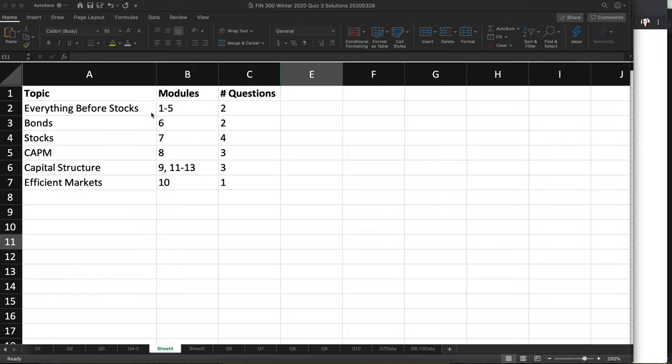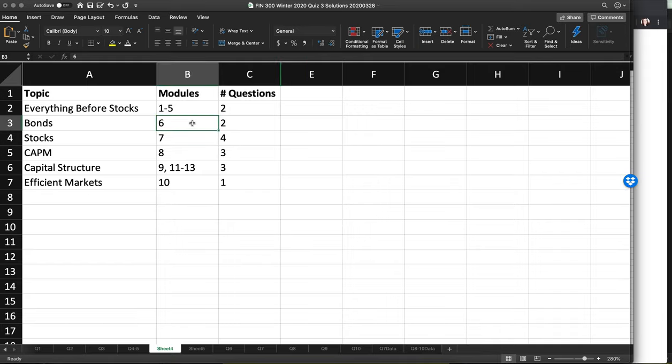So everything before stocks, modules 1 through 5, there'll be 2 questions. One will be probably personal finance, and the other will probably be like a project question. I want to start a company, here are the cash flows, is it a positive NPV or something? The second part will be bonds, so that's module 6, and there'll be 2 questions on that. I don't know, bonds are pretty straightforward in my opinion.